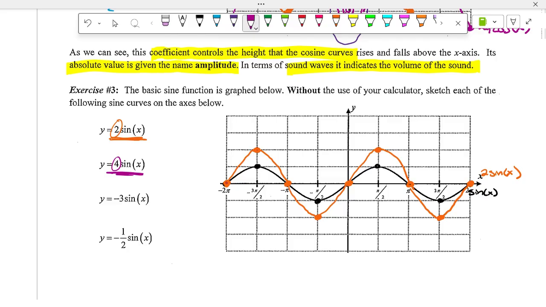So at -2 pi, the y value is at 0. Okay, my original one's at 1 here, so my new one's going to be at 4. 0 is still 0. My original one's at -1, so my new one's going to be at -4. And then we're back at 0, and then it just repeats. So I have 4, 0, -4, 0. So then it looks like this.